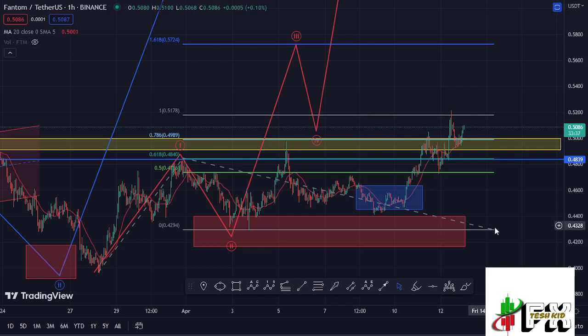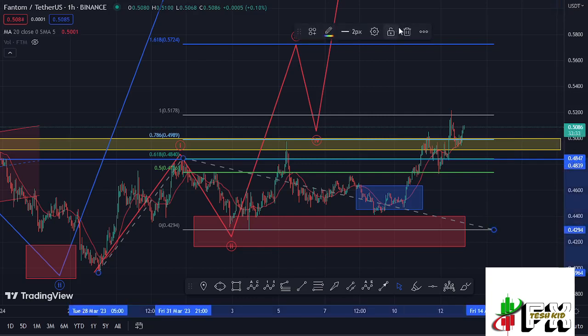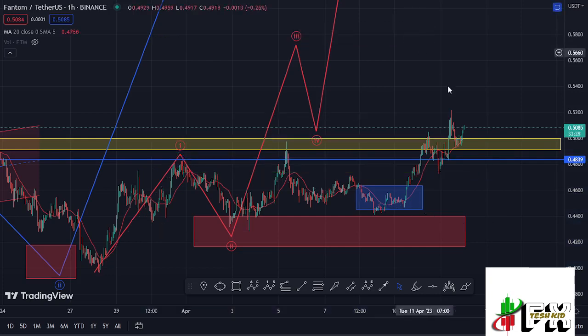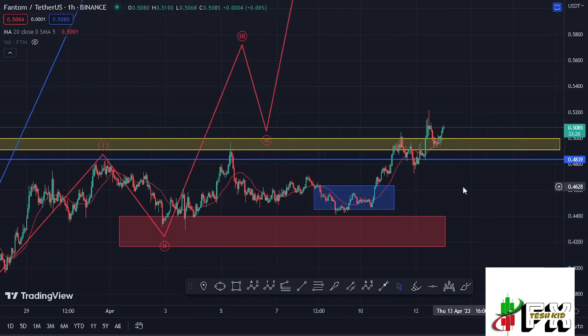And for that move to also play out and for us to fully maximize our minimum target areas to the upside in the formation of that wave 3, there are key moves that I'm keeping an eye on here on the Fantom chart. And the first one was a break above the wave 1 high of this Elliot wave structure right here, which lies at around the $0.4839 mark. And at the time of this recording, you can see that we are holding above that wave 1 high.